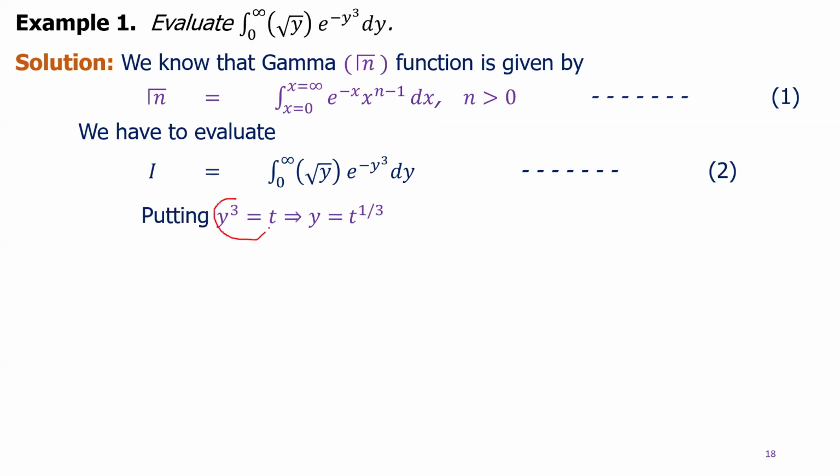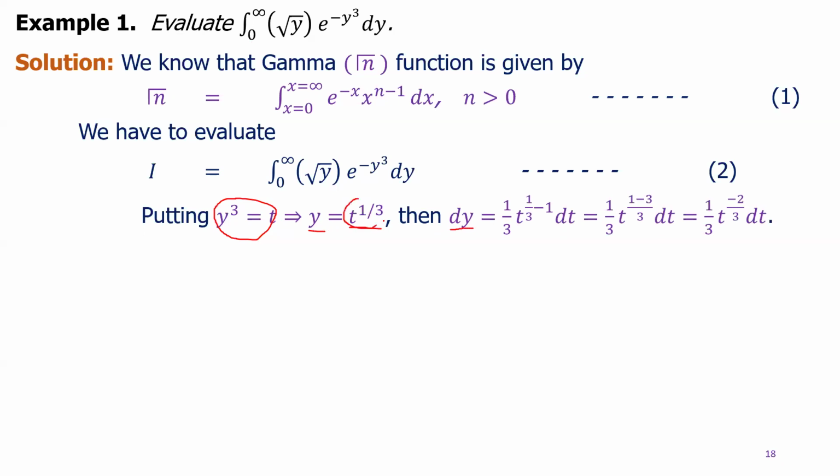Putting y cube is equal to t, the y will become t to the power 1 by 3. And if we differentiate it, dy is equal to, derivative of x to the power n is n x to the power n minus 1. So 1 upon 3 t to the power 1 by 3 minus 1 dt, which is equal to 1 upon 3 t to the power (1 minus 3) upon 3, which gives us 1 upon 3 t to the power minus 2 by 3 dt. This is the value of dy. This is the value of y.